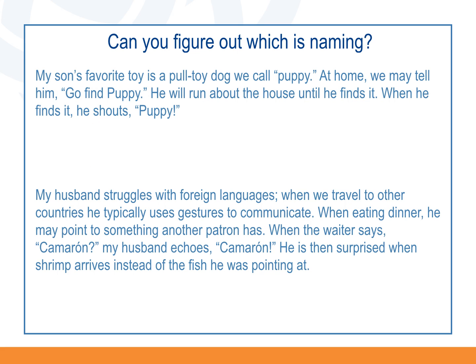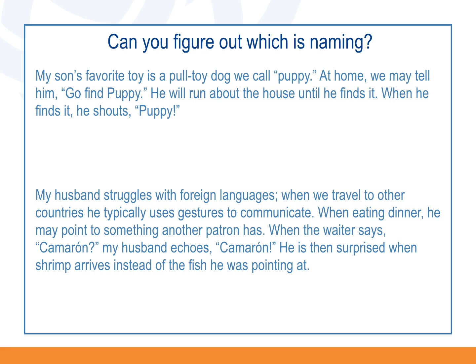Can you figure out which is naming? My son's favorite toy is a pull toy dog that we call Puppy. At home, we may tell him, go find Puppy. He runs about the house until he finds it. When he finds it, he shouts Puppy. He is also able to say puppy, puppy, puppy over and over once he finds it.